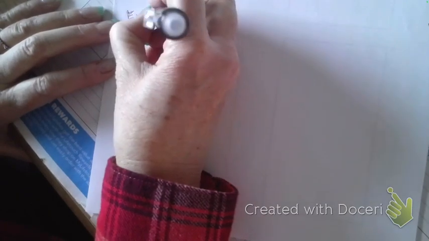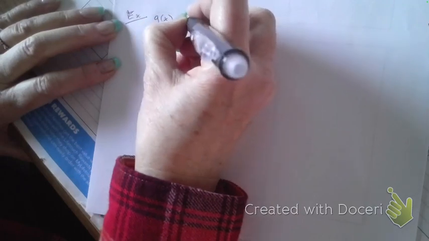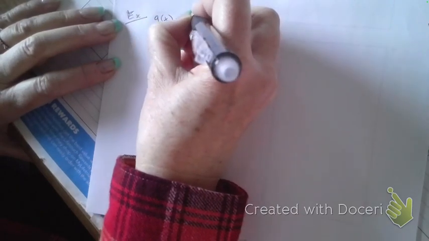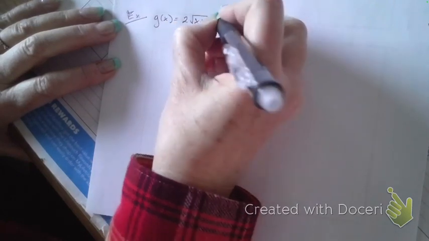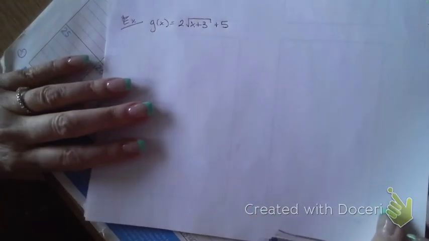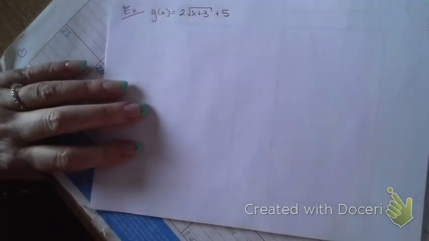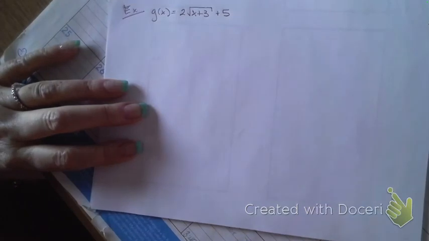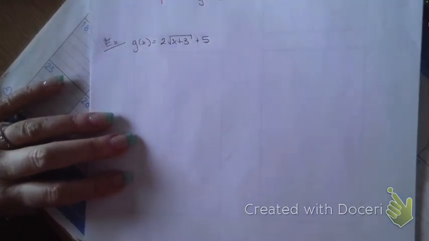So, g of x equals 2 times the square root of x plus 3, plus 5. Oh, that's crooked. There we go. My camera was crooked.